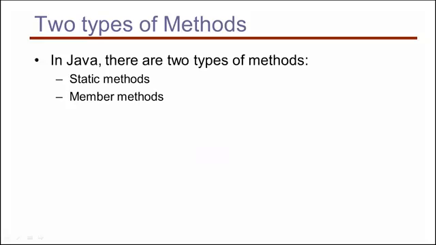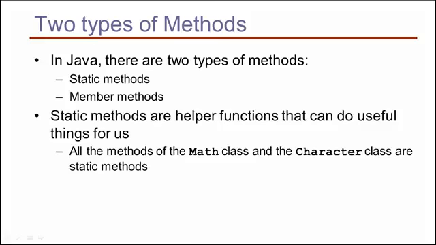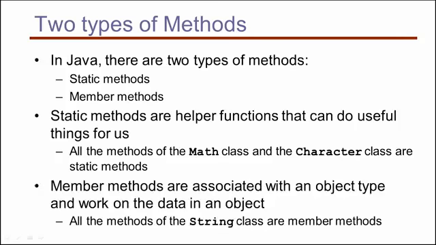There are two types of methods in the Java language: static methods and member methods. Static methods are not associated with objects, but are rather independent helper functions. We have seen many examples of static methods in the math class and the character class. In contrast, member methods are associated with some object type and must be invoked on an object using dot notation. The methods of the string class, which operate on string objects, are all member methods. In this lesson, we will focus on static methods, whereas member methods will be addressed in more detail in a later module in this MOOC.